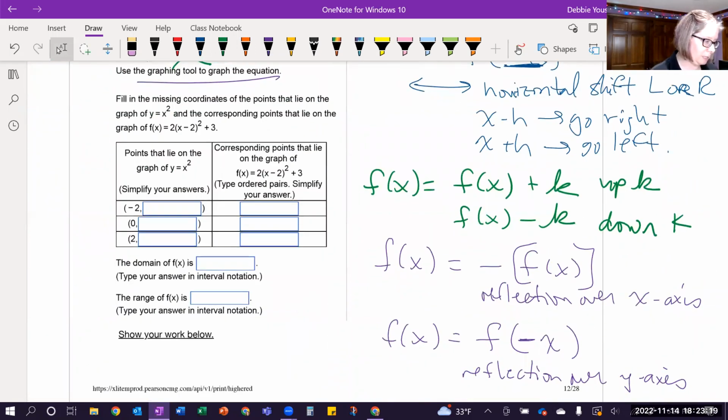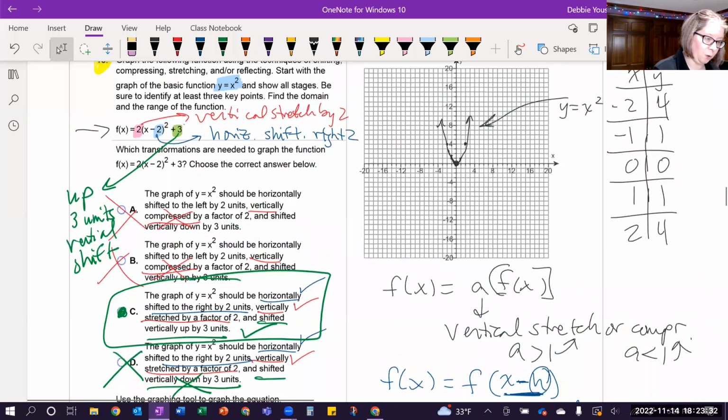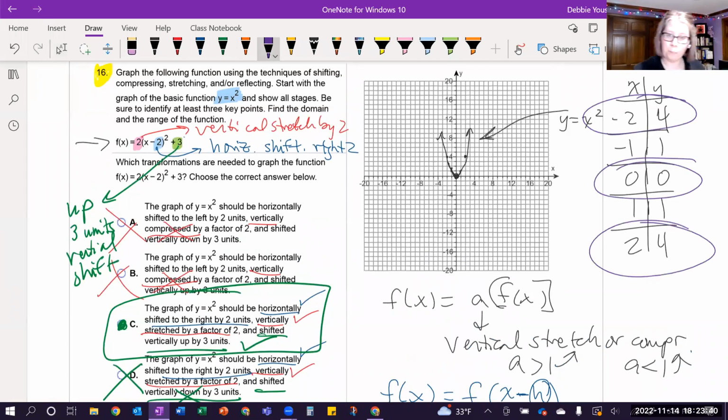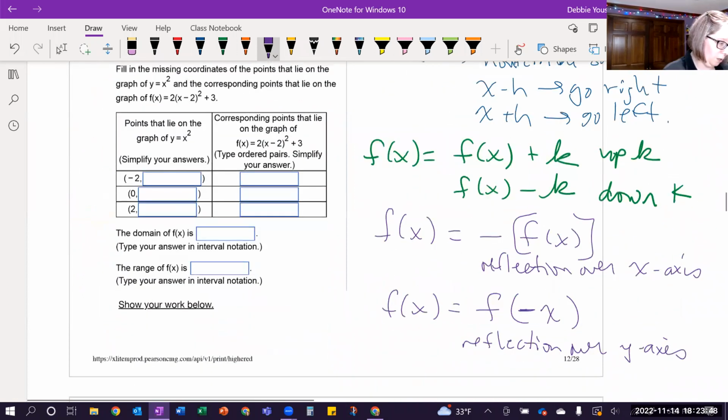So then it says, fill in the missing coordinates of the points that lie on the graph for the original function and then corresponding to the new one. So this is where the little chart I made at the beginning is useful. So it's giving us an input of -2, an input of 0, and an input of 4. So I know that what I need to put in those boxes are an output of 4, 0, and 4 for the original function. So right here for the original function, I know the original output is 4 for -2, 0 for 0, and 4 for +2.